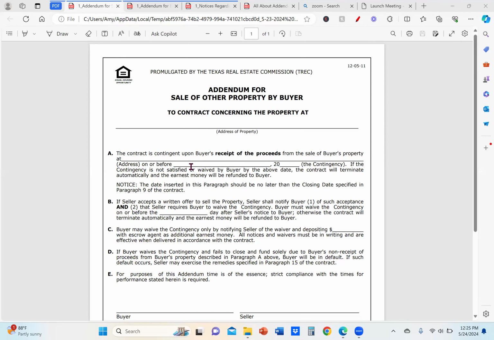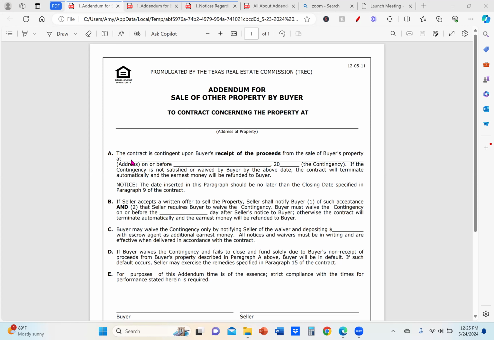It also says that if the buyer does not waive his contingency by this date, the contract will terminate and earnest money will be refunded to the buyer. If the buyer is in receipt of the proceeds from the sale of his home by this date, the contract moves forward. Usually the closing date of the buyer's current home contract goes here, but never past that date. And note that if the closing date in the buyer's current home contract is extended, it may be necessary to extend this date as well.